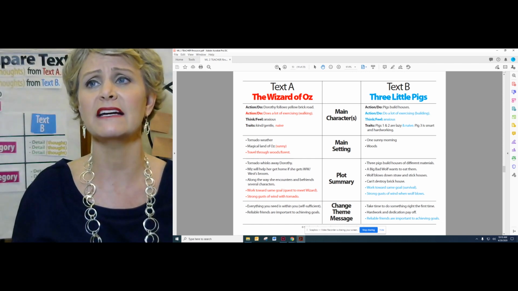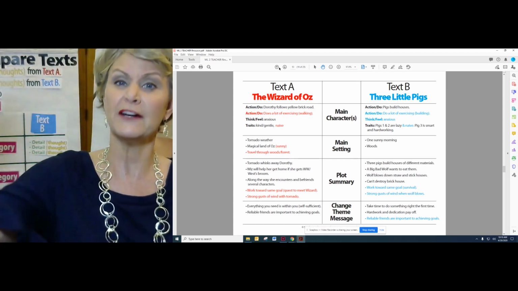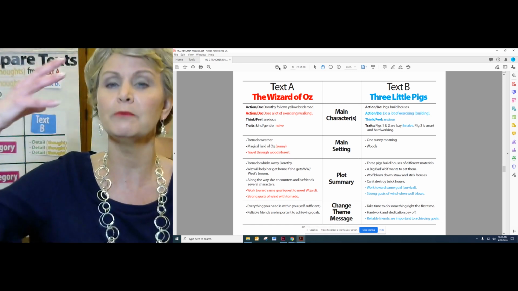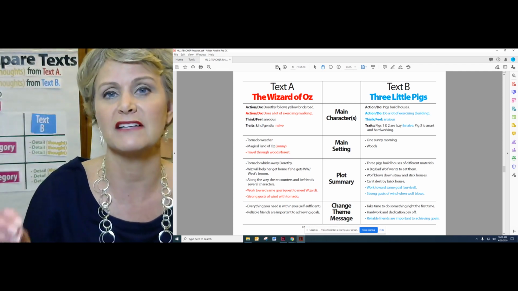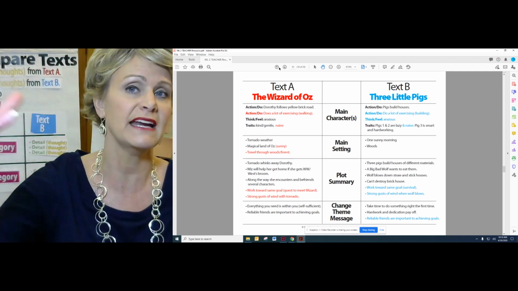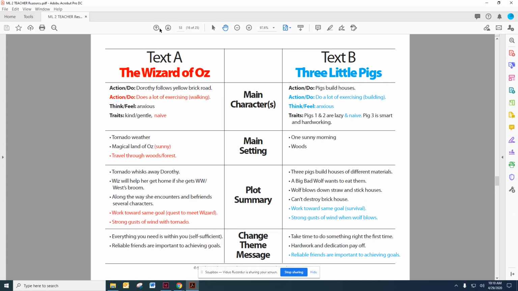Another is the whole idea of the wind. You know, the tornado is a big memorable moment at the beginning of Wizard of Oz. So wind, gusts of wind, tornado. Well, it's not a tornado, but gusts of wind in the Three Pigs.